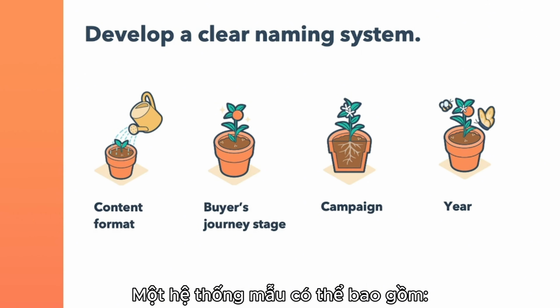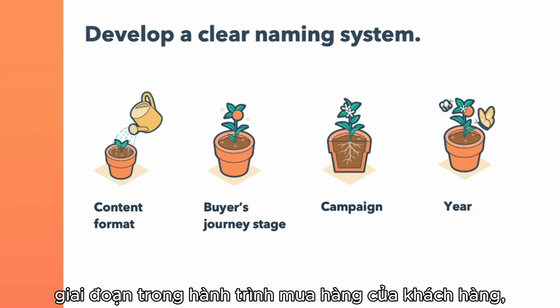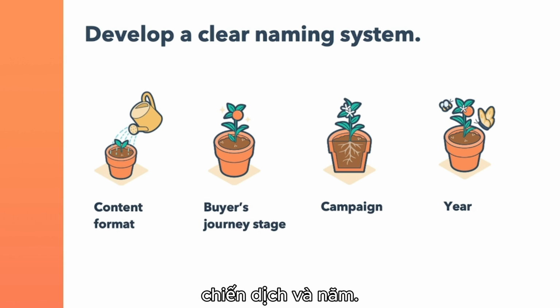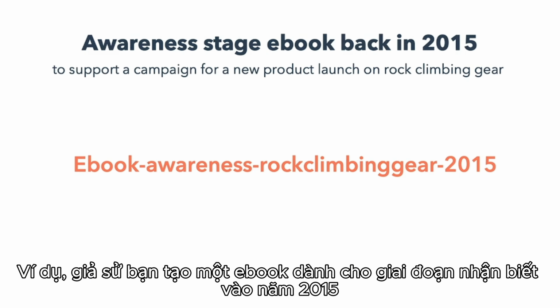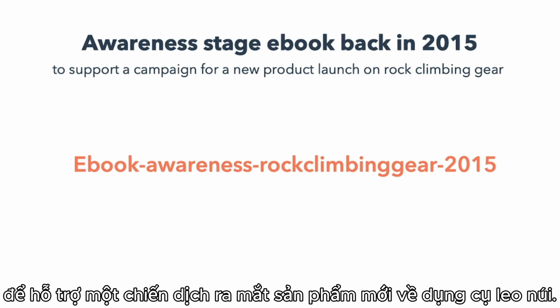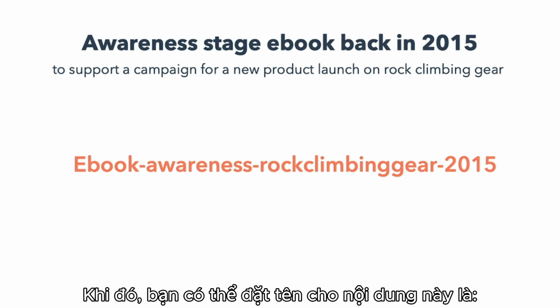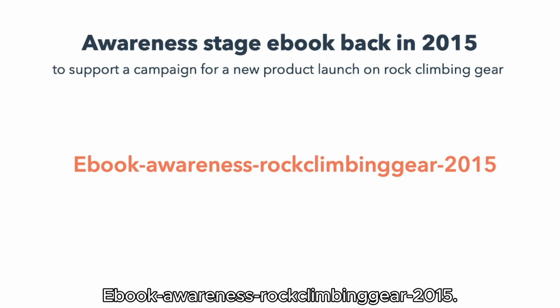A sample system could include content format, buyer's journey stage, campaign, and year. For example, let's say you developed an awareness stage ebook back in 2015 to support a campaign for a new product launch on rock climbing gear. Your name for the content offer could be ebook, awareness, rock climbing gear 2015.